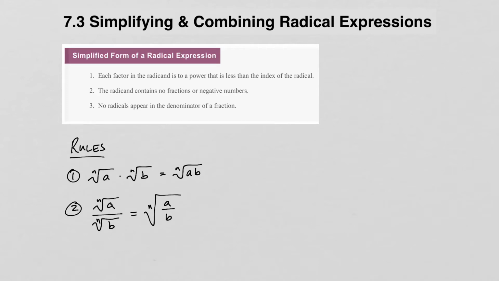In section 7.3, we look at simplifying and combining radical expressions. And this can be one of the more challenging sections in this chapter. So first of all, a simplified radical is a radical in which each factor of the radicand is to a power that is less than the index of the radical. Okay, so I'll talk more about that one in a minute because that probably doesn't make a whole lot of sense.